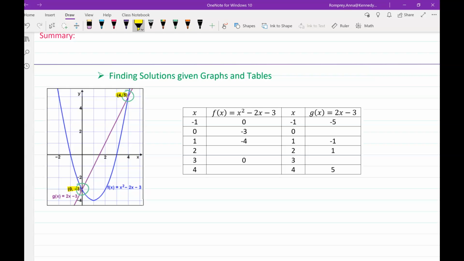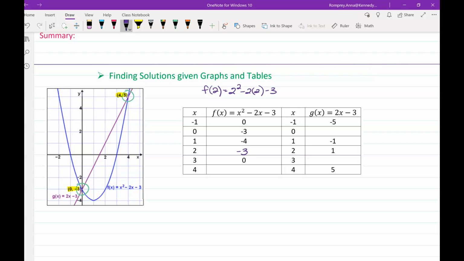When I look at this table, the first thing I notice is I have some blanks here, some things missing. So I'm going to look at my f of x function first, and I want to fill in those missing pieces. I want to know what f of x is when x is 2. I'm just going to plug it in. f of 2 equals 2 squared minus 2 times 2 minus 3. So I have 4, and then negative 2 times 2 is negative 4. So 4 minus 4 is 0, minus 3 gives me negative 3.